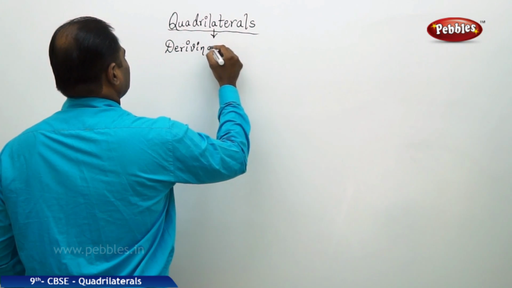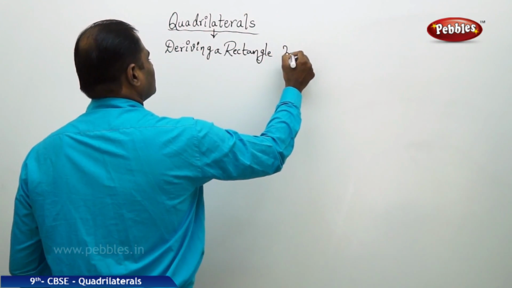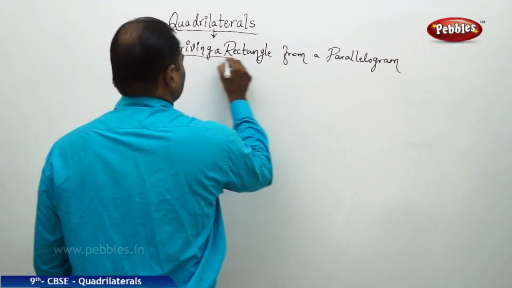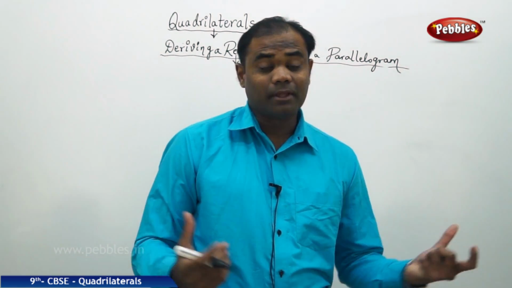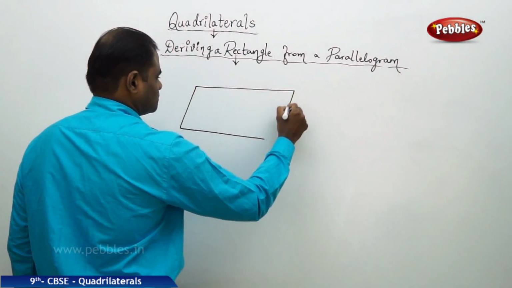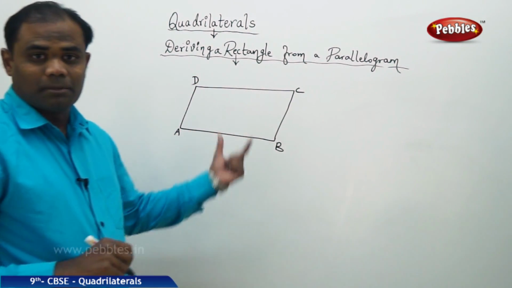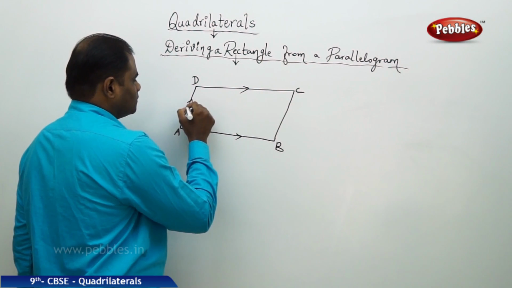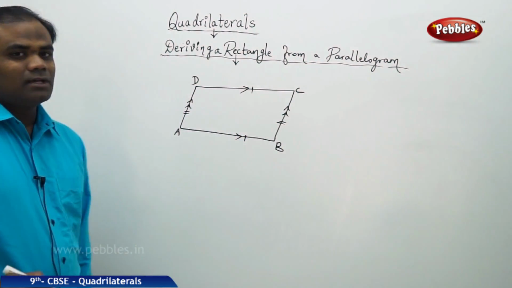Deriving a rectangle from a parallelogram. So let's see how a rectangle is derived from a parallelogram ABCD. So here is the parallelogram ABCD. Of course, the pairs of sides are parallel and equal. The two sides are parallel and opposite sides are equal. Now let's see how a rectangle is derived.